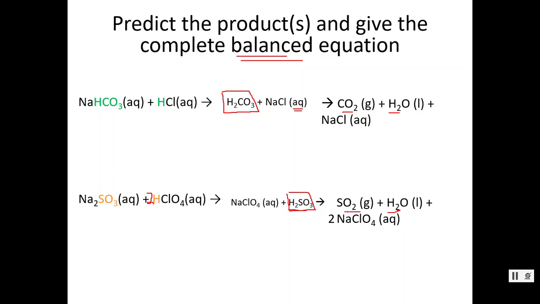So that is the end of the double displacement reaction part of this chapter. In the next video, we're going to start to introduce the concept of redox or oxidation reduction reactions.